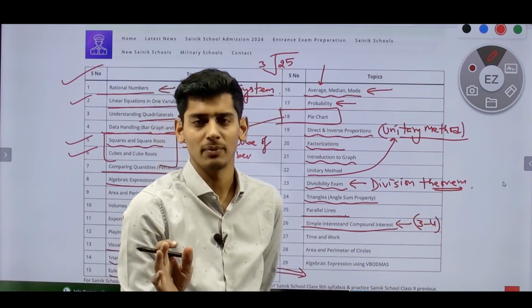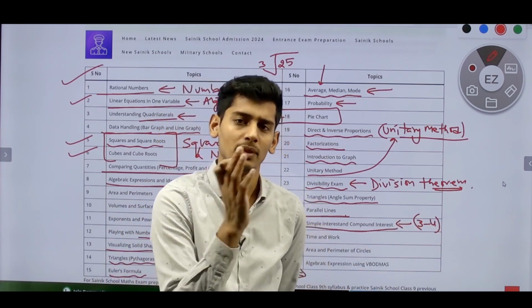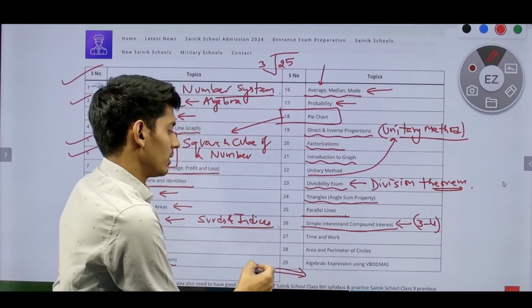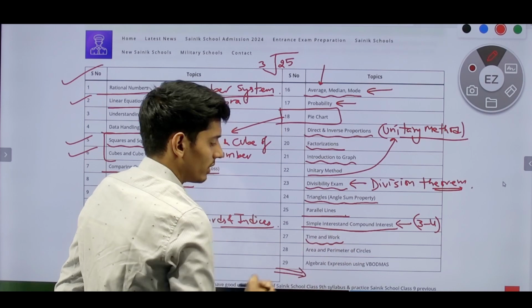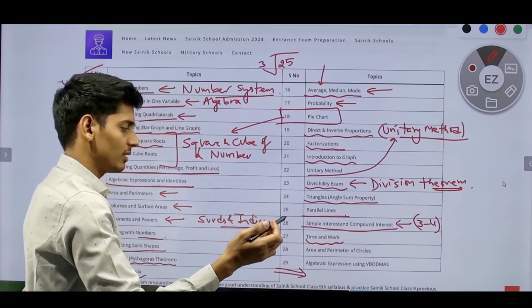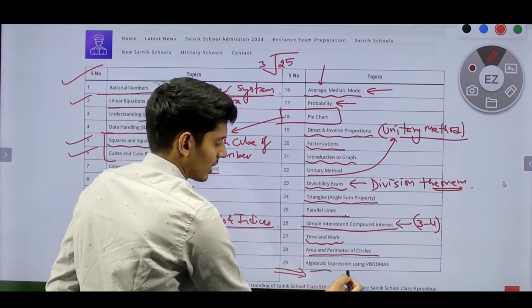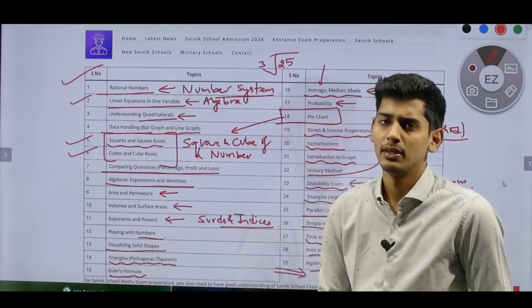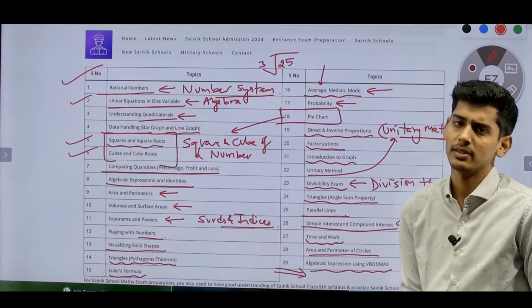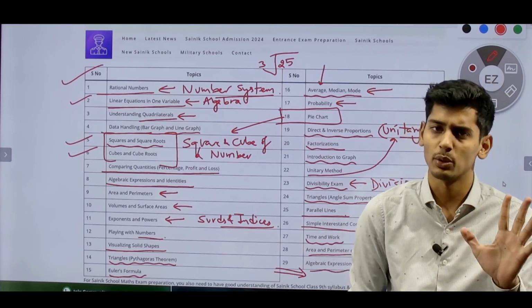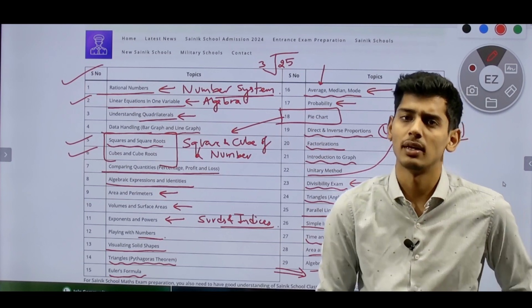It is not 100% sure, but whenever feasible they try to give 3 to 4 questions from SI and CI. Then you have time and work, really good quality questions. A little bit of challenging problems are given from time and work. Then area and perimeter of circles, algebraic expressions using V-board mass. Okay. So these 29 topics constitute the syllabus, the scope of the questions, from which 50 questions for your class 9th admission are asked.